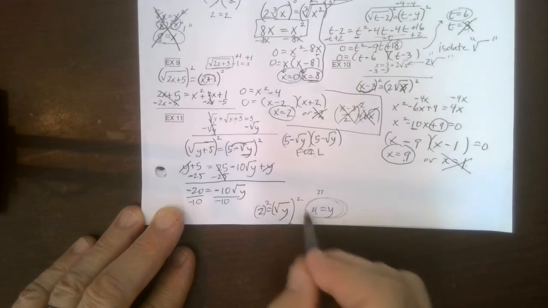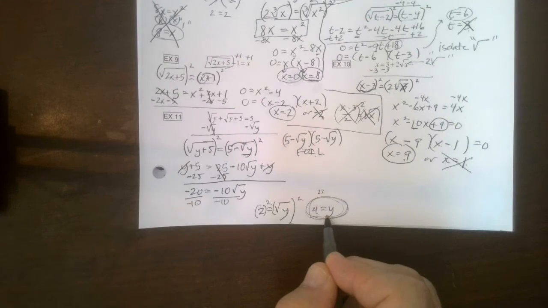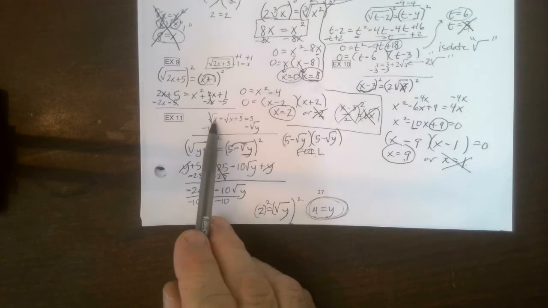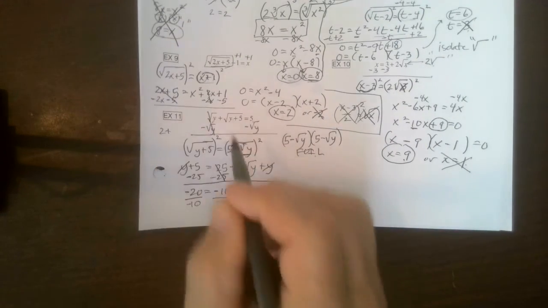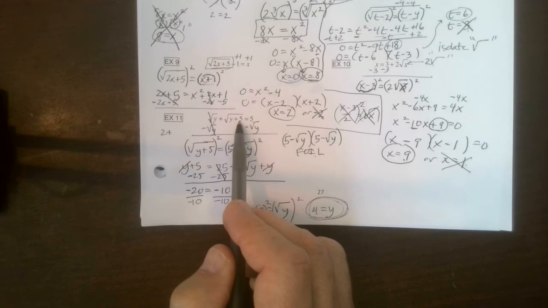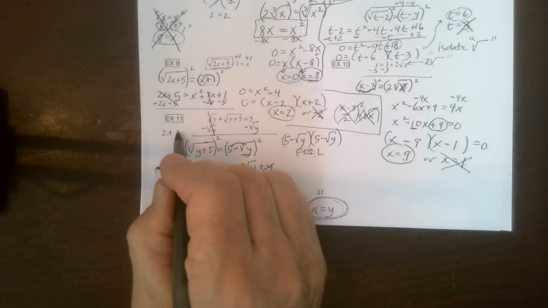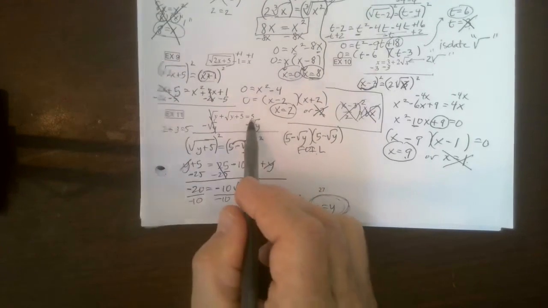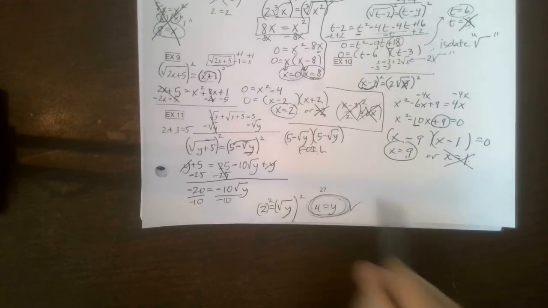After all that work, we still have to plug this in. So we get the square root of 4 is 2. We get 4 plus 5 is 9. Square root of 9 is 3. Does that equal 5? Yes. So there we go. That's our answer.